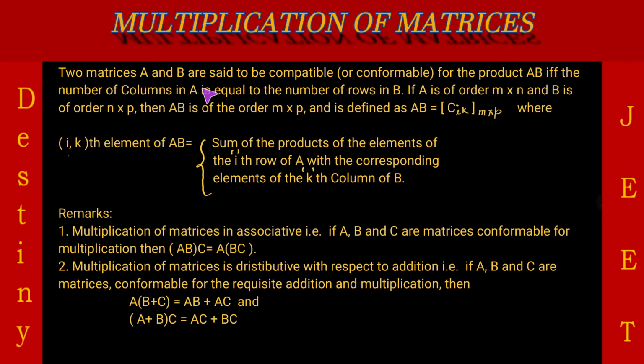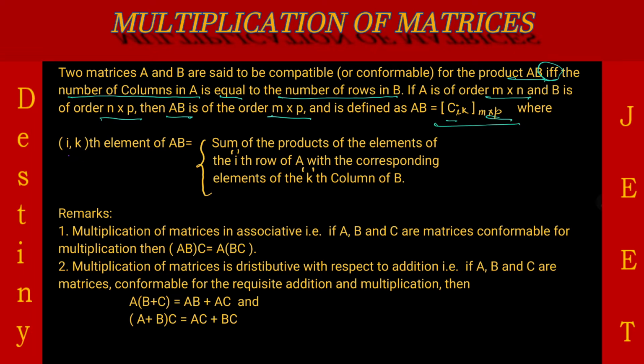Two matrices A and B are said to be compatible or conformable for the product AB if and only if the number of columns in A is equal to the number of rows in B, and if the order of A is m into n and B is n into p, then the product AB, or you can say C, is of the order m into p. It is defined in this form.